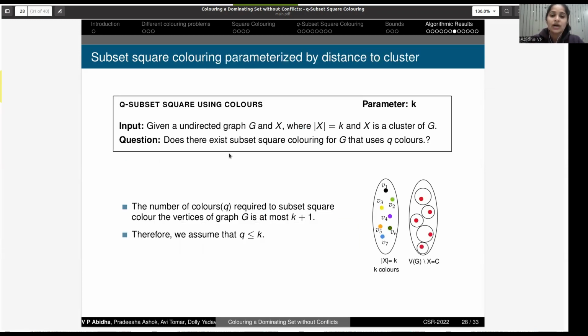So if the number of colors is greater than k plus 1, then we can color the vertices in X using k colors, and one extra color that we can use for the cluster graph. So if we use more than k plus 1 colors, then there exists a subset square coloring. Now we can assume Q is less than or equal to k.